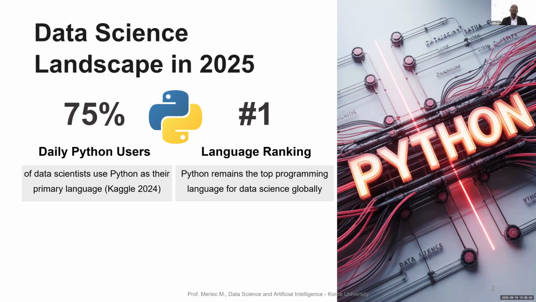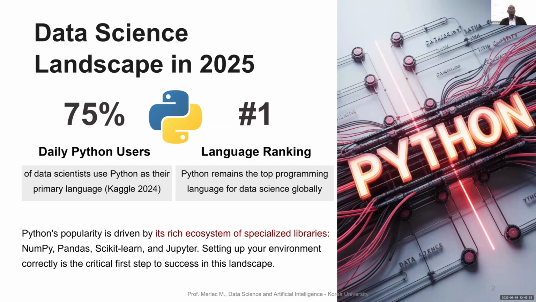Over a long time period, Python has been ranked as the first programming language globally, not only for data science but in many fields. Python is used because it's very popular, and its popularity is driven by the rich, specialized library ecosystem that is provided by Python.